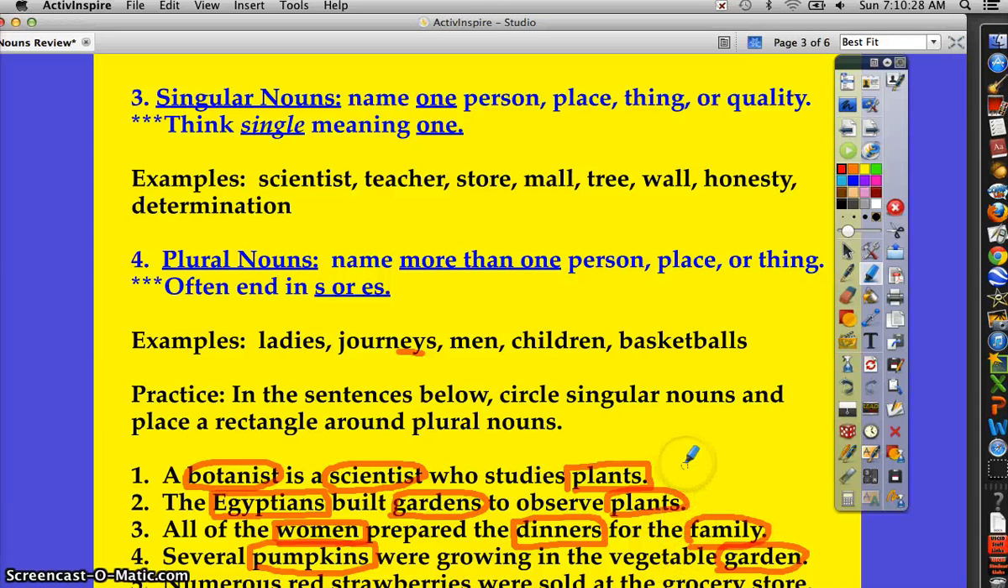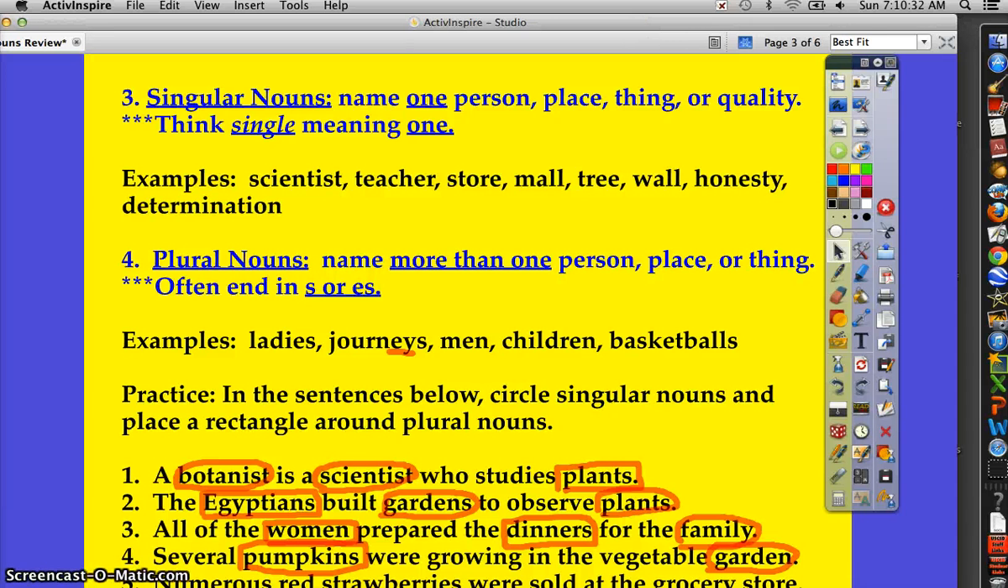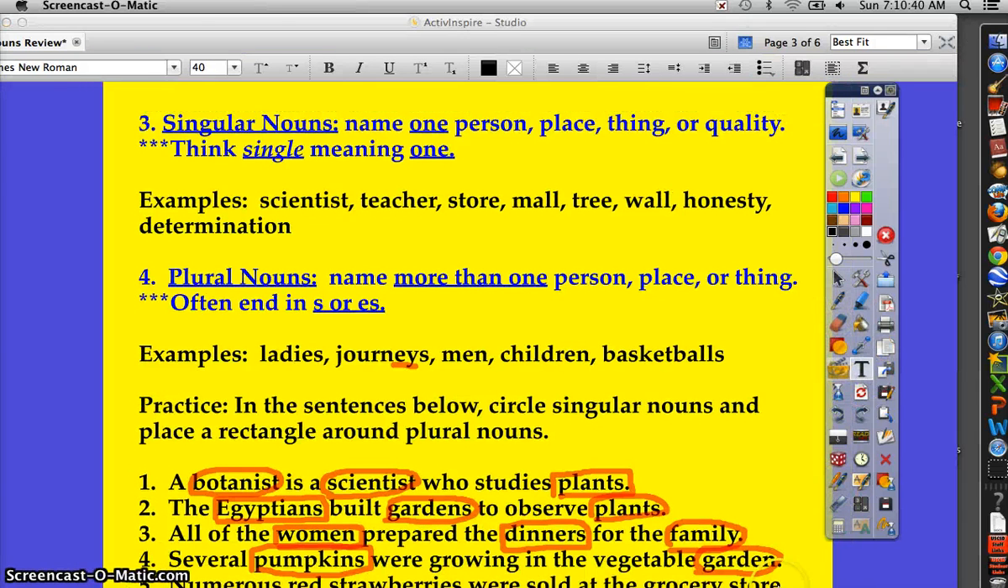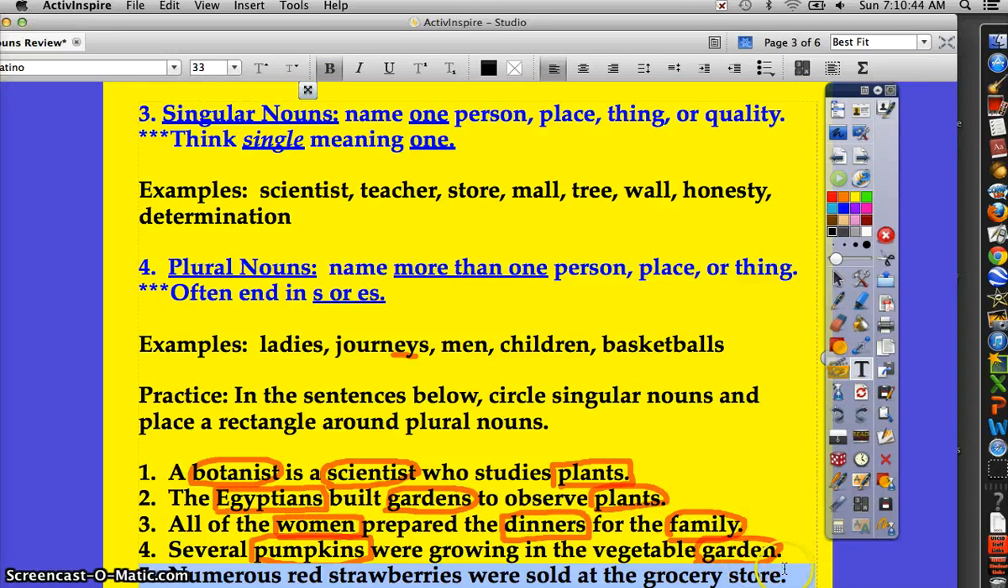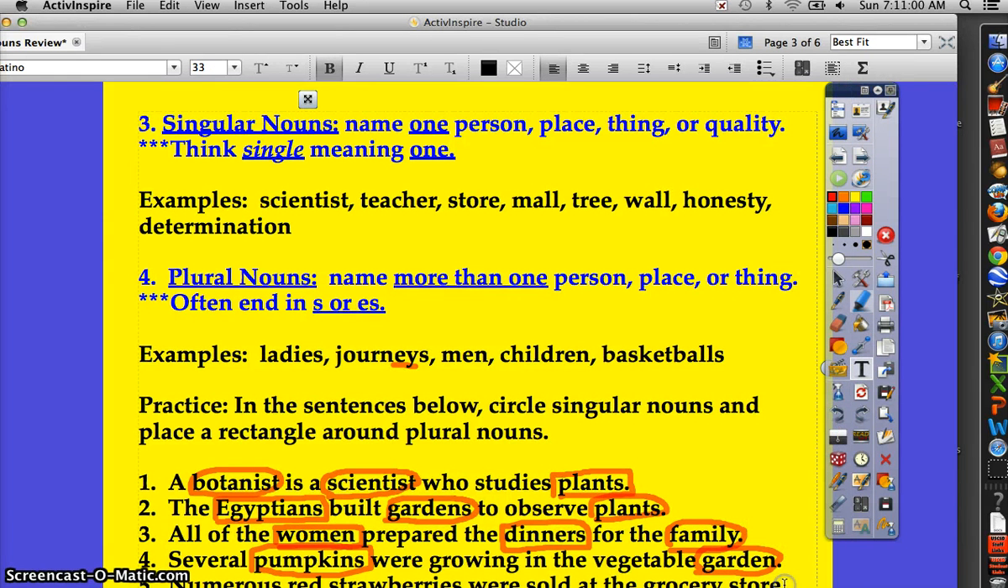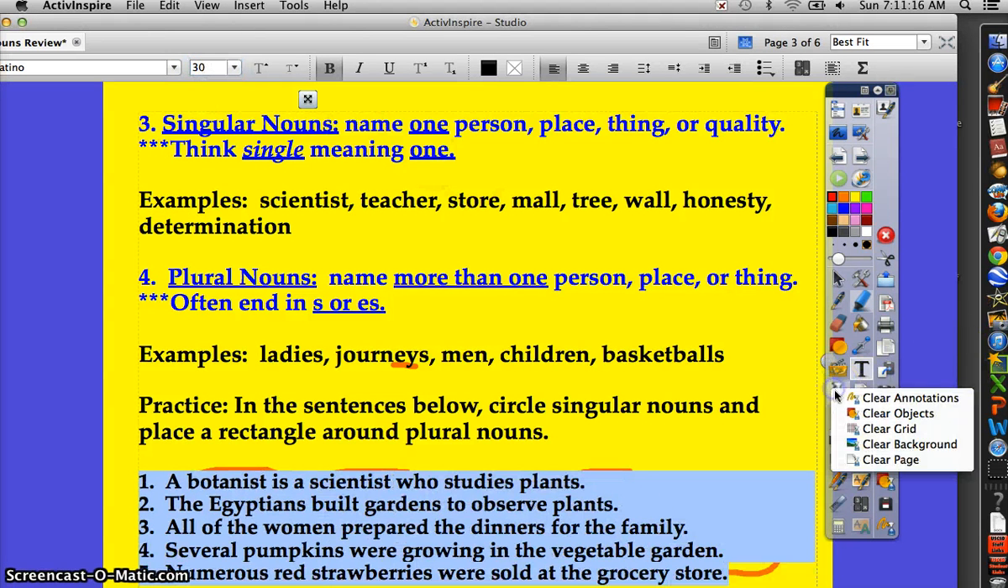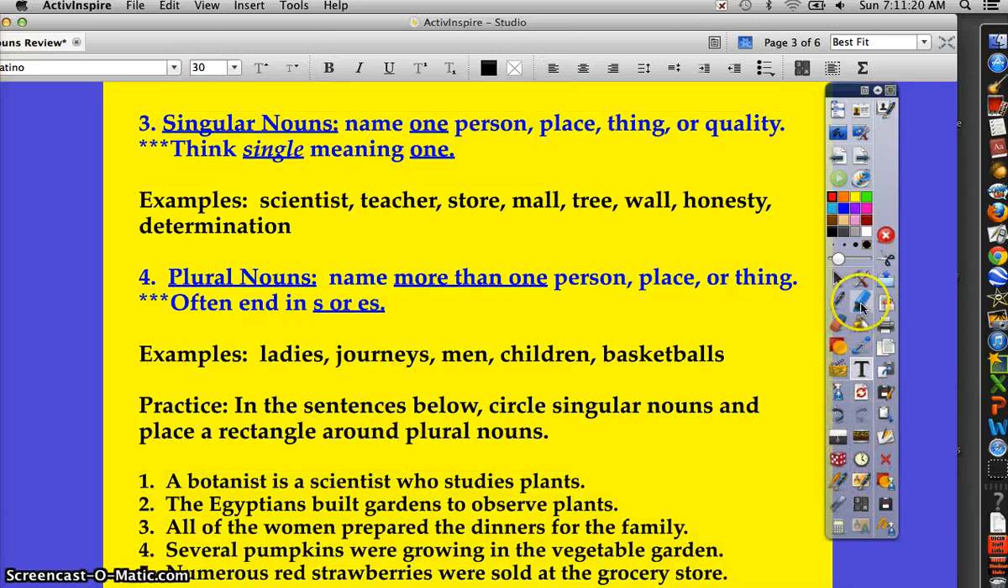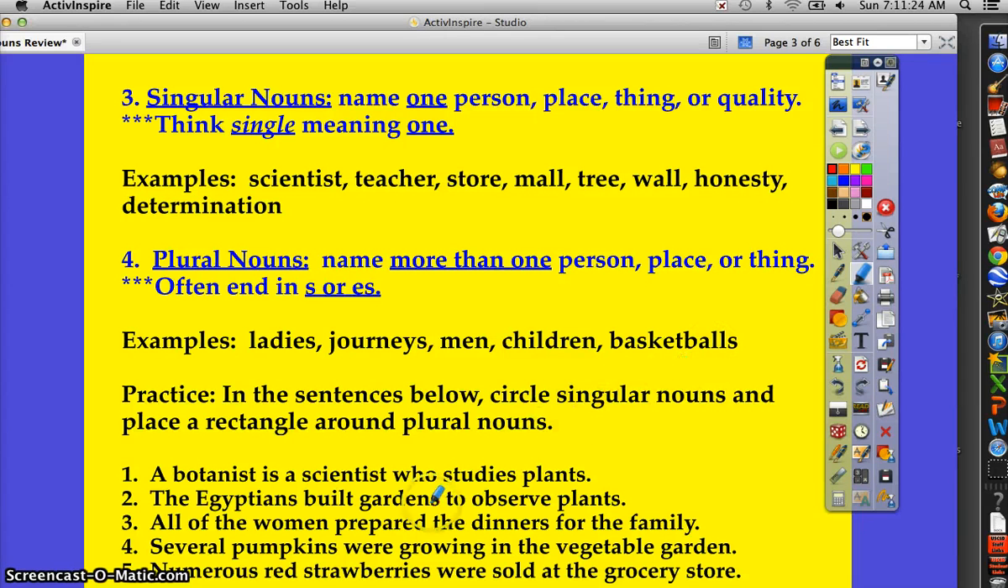And then moving on to number 5. Number 5 looks like it might be cutting off just a little bit, so I want to make this a little bit smaller so that we can see it better on the screen. I'm going to clear what we have so far so we can just take a look at 5. There we go. So number 5, numerous red strawberries were sold at the grocery store.